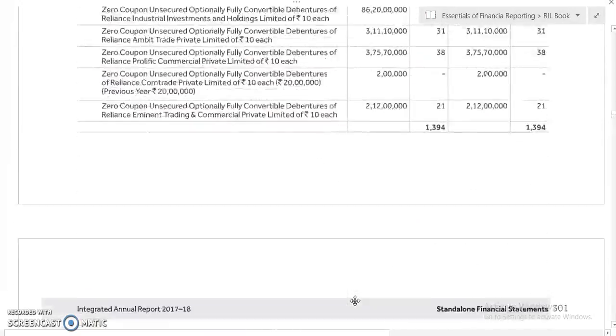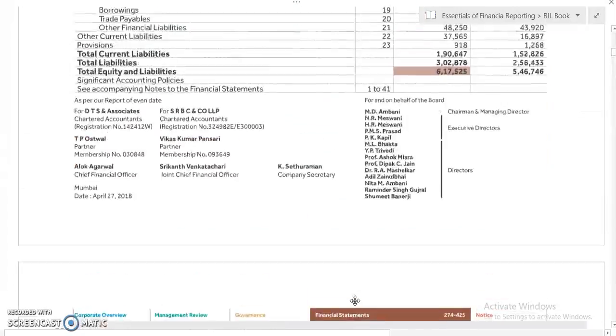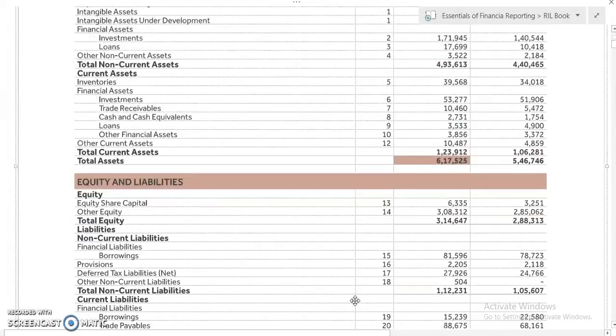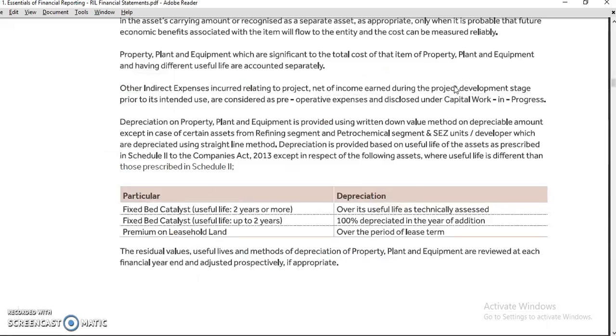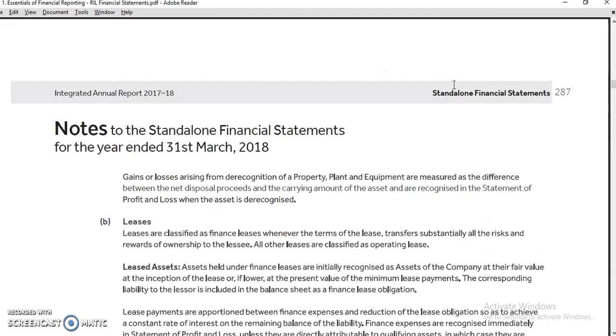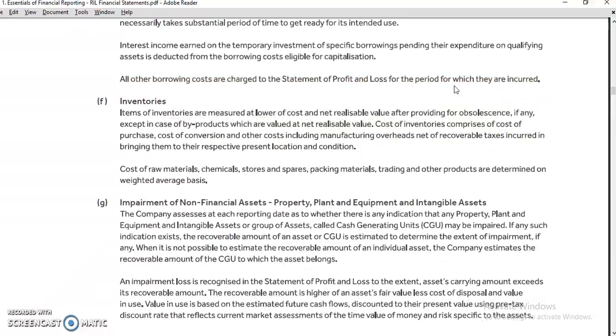Now we look into the current assets here. So the current assets are inventories. Inventories also have valuation. So if you want to know how the inventories are valued, where will you go to see the value? So here we will go again. We will look into their notes of accounts, and then we will see, okay, the inventories are measured at lower of cost or net realizable value, or after providing for obsolete stock. So this is the way they are describing how they have valued the assets.